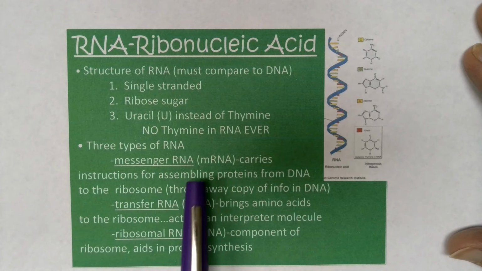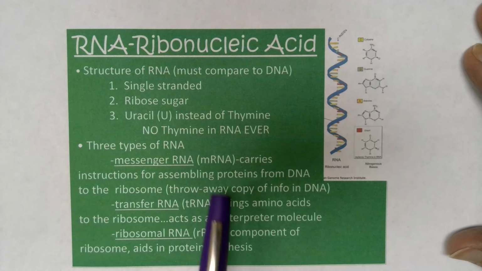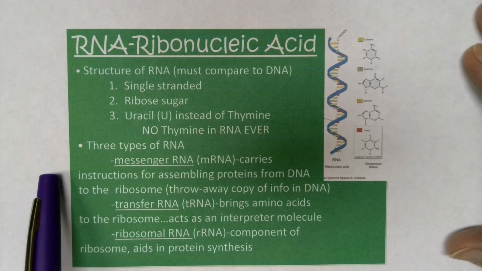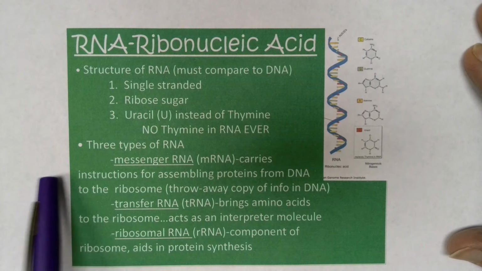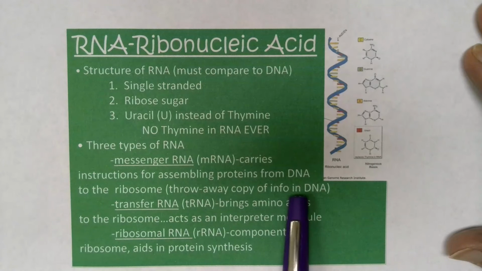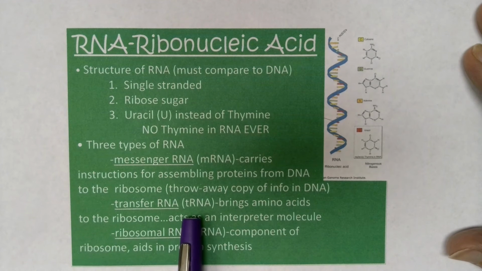Messenger RNA is shortened to mRNA. That's what DNA is going to produce, and we're going to get into that process in just a few minutes. Messenger RNA is going to carry the instructions for making proteins from the DNA molecule in the nucleus to the ribosome. It's kind of seen as a little throwaway copy of the genetic information stored in the DNA, those different sequences of bases along the strand of DNA that would make up a chromosome, or strand of chromatin.